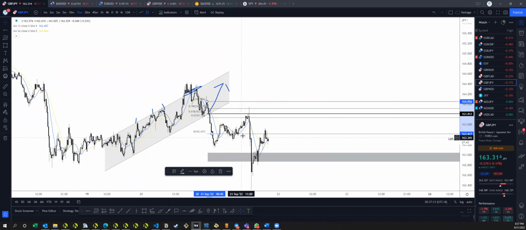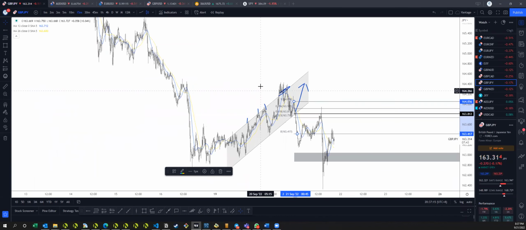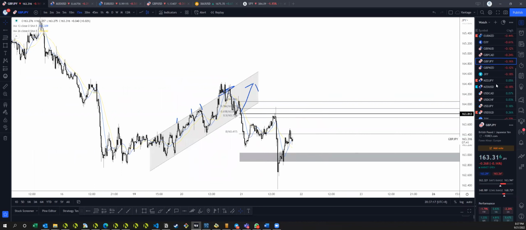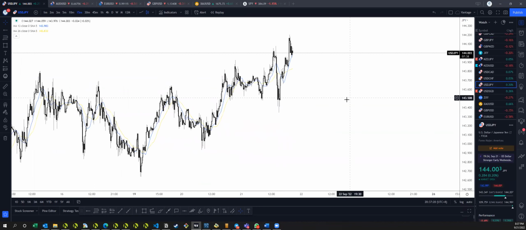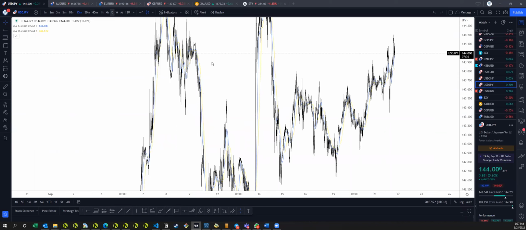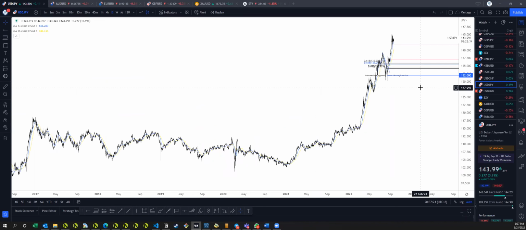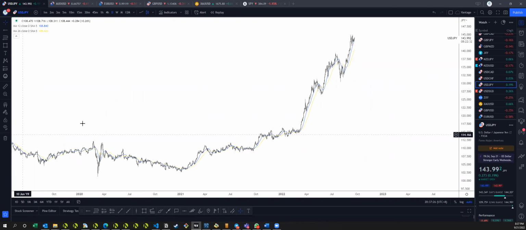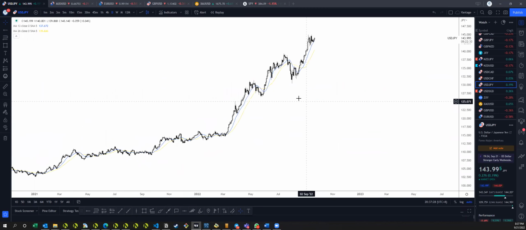Okay, I'm going to go through dollar yen, and again, because this has a dollar in it, it's basically the same as what we're seeing for the others. Dollar yen is highly correlated with the dollar index.